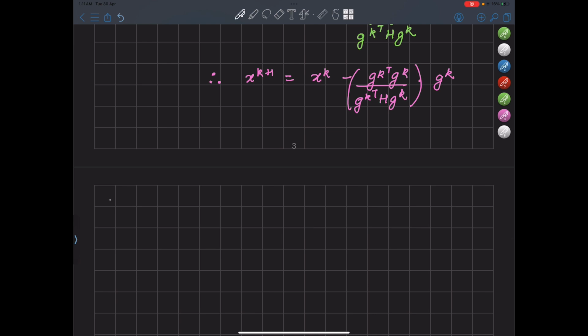Now we want to answer the question, at what rate does x_k converge? So what is the rate of convergence of x_k? How fast will x_k converge to the local minimum? This we want to know.